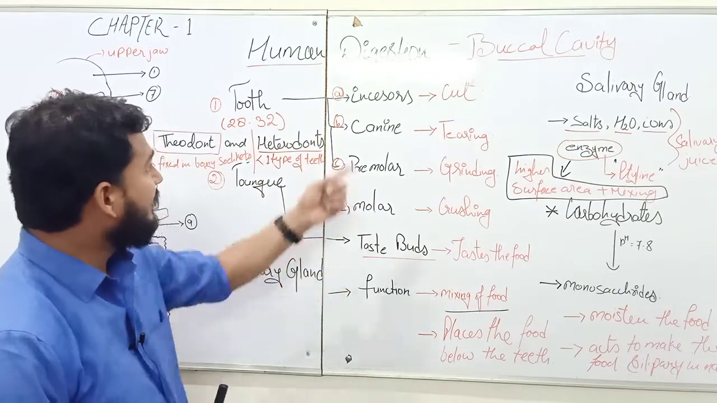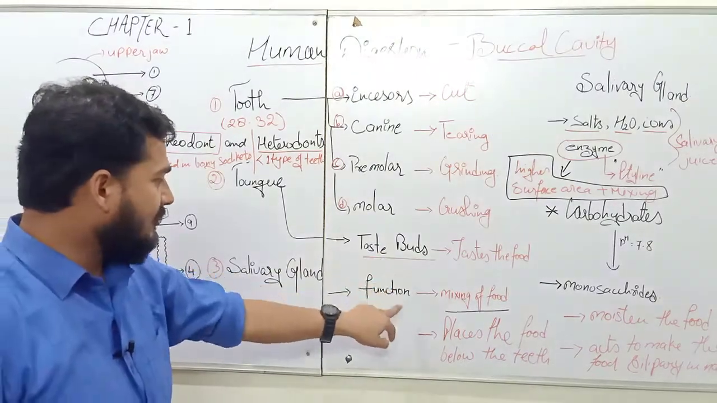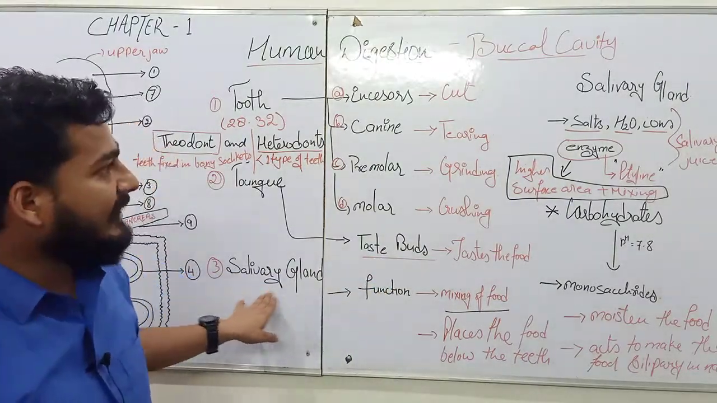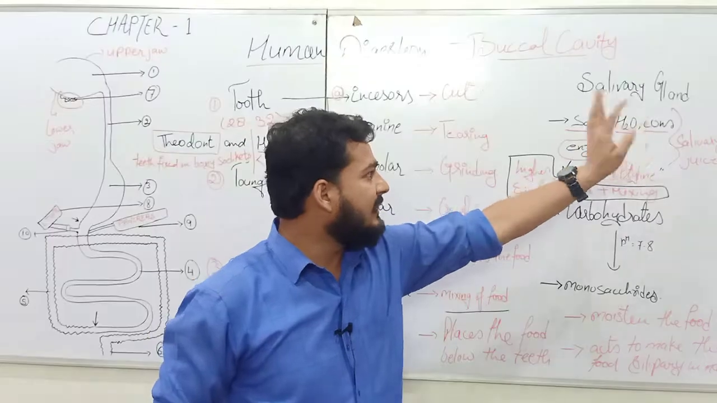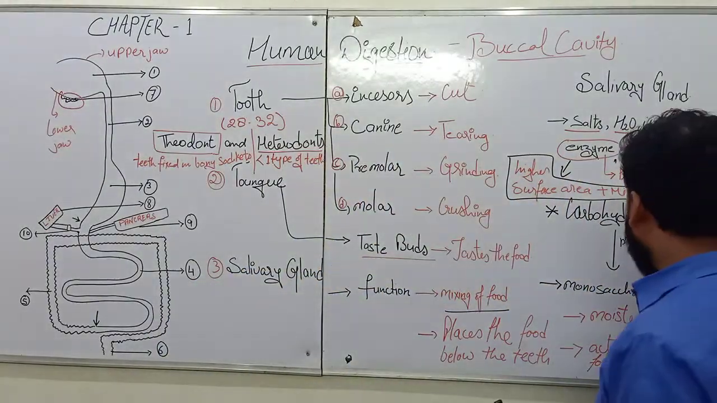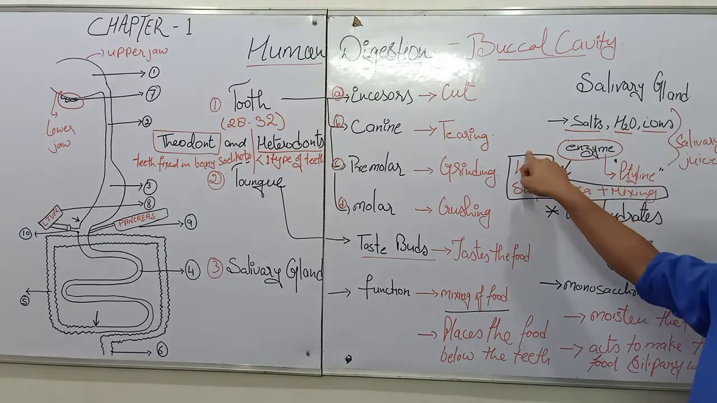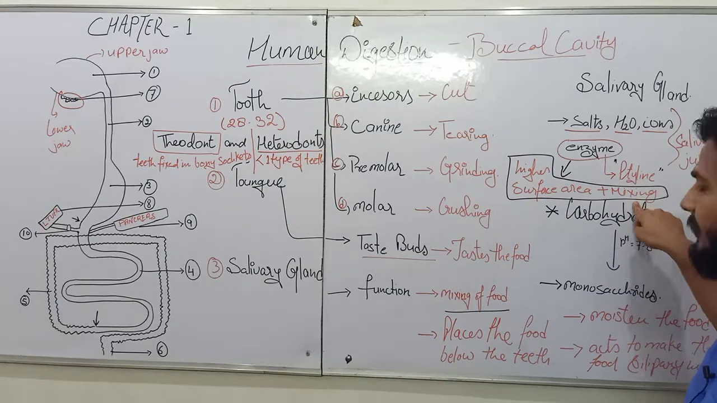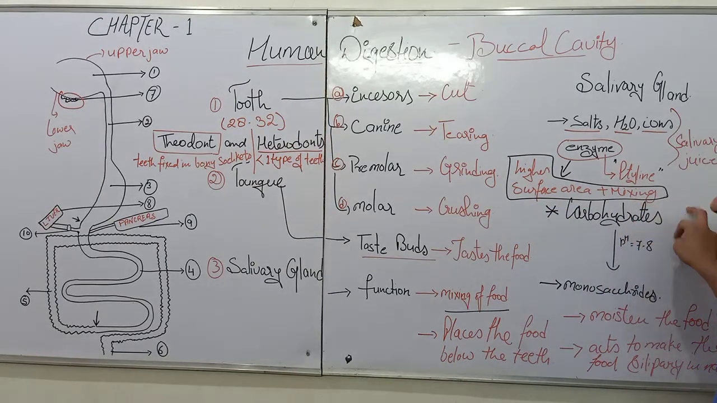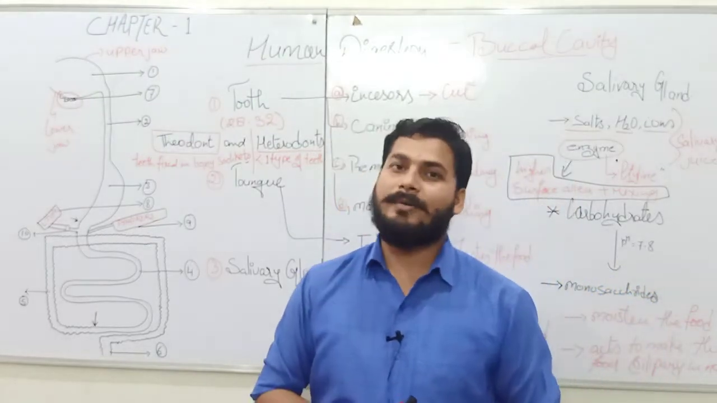I'll repeat it once again. Four types of teeth, the tongue, taste buds, functions of the tongue, and salivary glands composed of salts, ions, water and enzyme. The enzyme is ptyalin, which converts carbohydrates into monosaccharides. The teeth function to increase the surface area of the food. The tongue facilitates mixing, and then the enzyme converts carbohydrate into monosaccharides. This is the functioning and overall process that takes place in our buccal cavity.